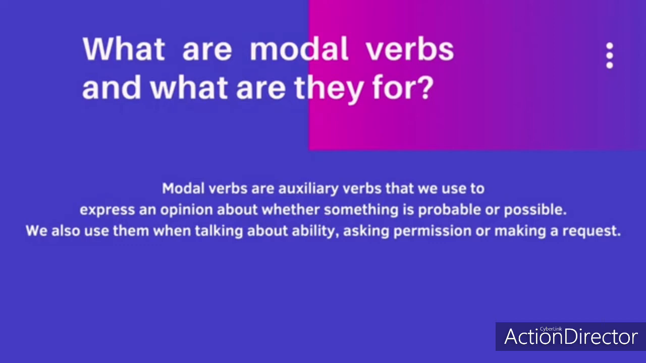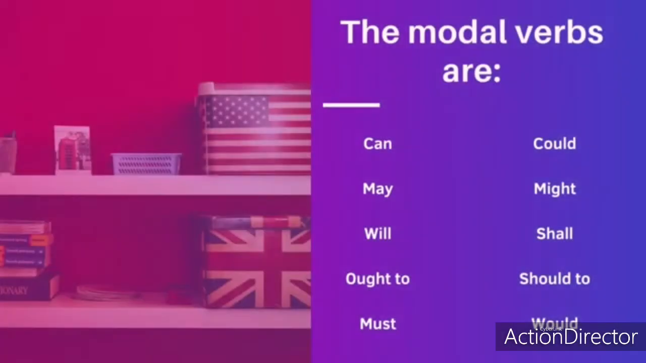Modal verbs are auxiliary verbs that we use to express an opinion about whether something is probable or possible. We also use them when talking about ability, asking permission, or making a request. For example, they can change the verb tense of the main verb or indicate possibility, permission, or need for something. The modal verbs are can, may, will, ought to, must, could, might, shall, should, would.